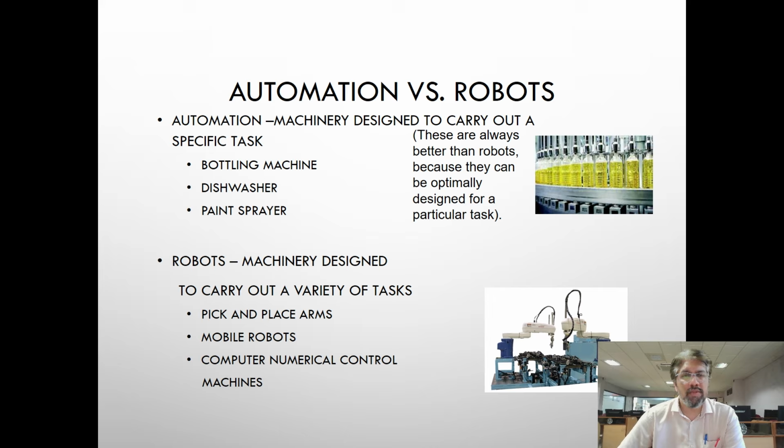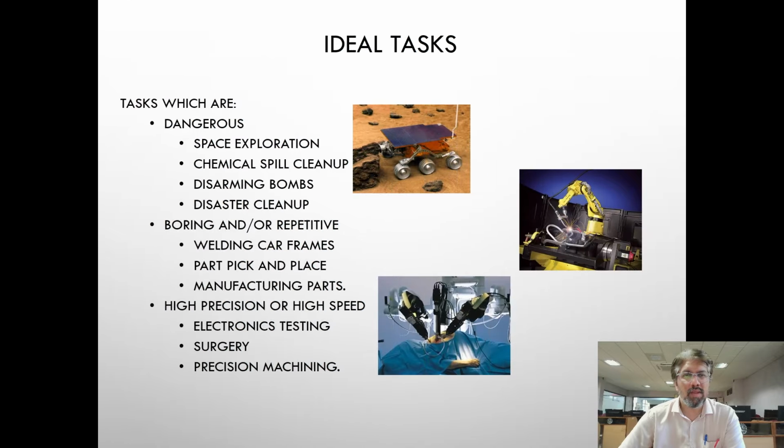Whereas robots are machinery designed to carry out a variety of tasks. So pick and place arms come into the picture. This is a very popular pick and place robot, which you must have already heard about. Then there are various mobile robots. There are computer numerical control machines, or CNC machines, that are of this type.